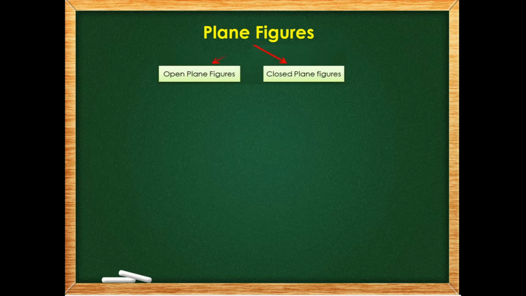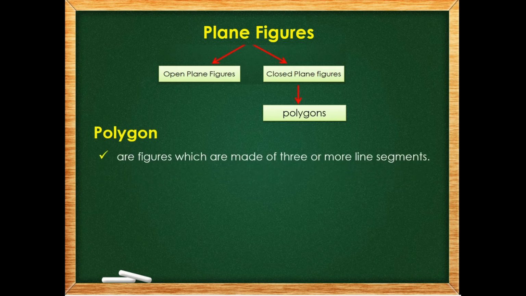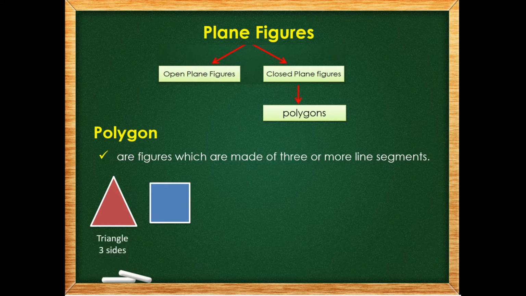Next, we are going to learn a new term called a polygon. What do you mean by a polygon? A polygon is a figure which is made of 3 or more line segments. Here are some examples of a polygon. Triangle, which has 3 sides or 3 line segments. Another example of a polygon is a square that has 4 sides or 4 line segments.